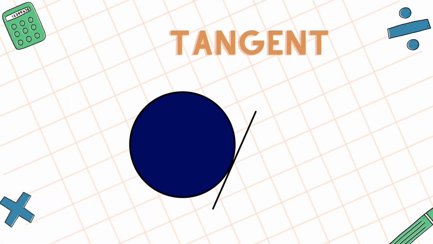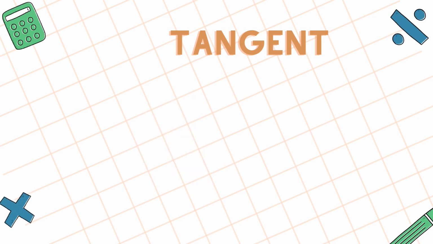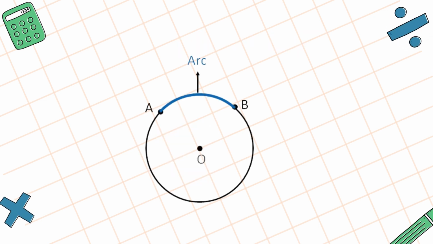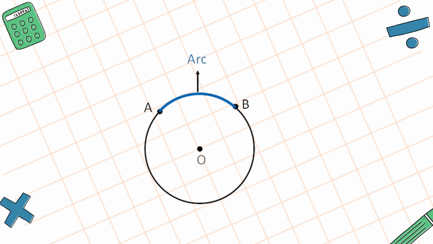A tangent is a line that touches the circle at exactly one point. That point is called the point of tangency, and a tangent will always originate from outside the circle. An arc is a portion of the circumference of a circle, or it's a measure of the distance between 2 points on the circumference of the circle.